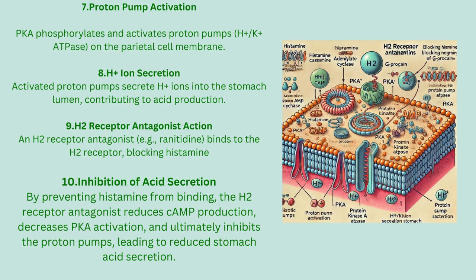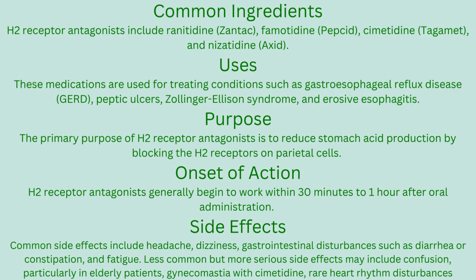An H2 receptor antagonist, e.g. ranitidine, binds to the H2 receptor, blocking histamine. This reduces cAMP production, decreases PKA activation, and ultimately inhibits the proton pumps, leading to reduced stomach acid. These medications are used for treating conditions such as gastroesophageal reflux disease, GERD, peptic ulcers, Zollinger-Ellison syndrome, and erosive esophagitis.